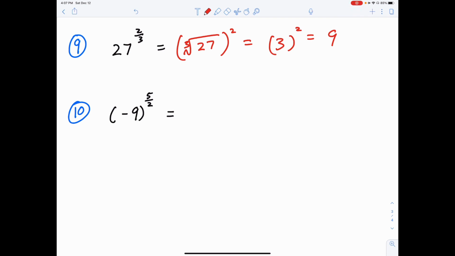The last question, give this a try. We have negative 9 to the power of 5 over 2. So preferably, you could power it up first and then root it, but then you see negative 9 to the power of 5 is a very big number. So preferably, I might want to root it first and then power it up after.